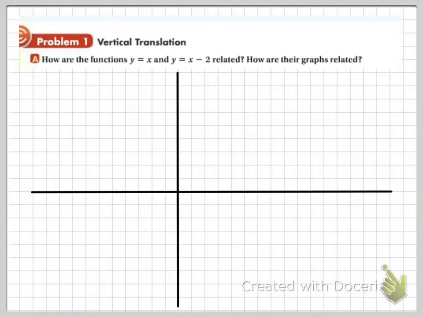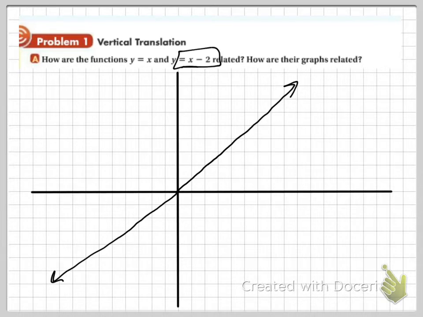Problem 1 says, how are the functions y equals x and y equals x minus 2 related? Well, y equals x is going to run right through the origin there and go up 1 over 1, and that's going to be your y equals x. Well, how is y equals x minus 2 related? That's related because where's the negative 2 at? Well, it's outside parentheses, so it's going to go down 2 units.